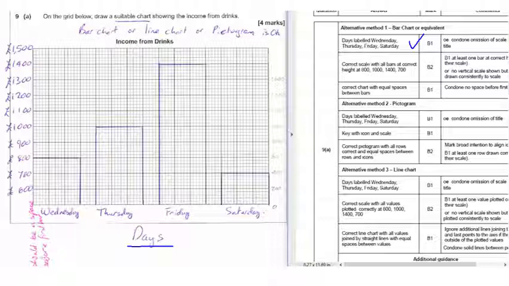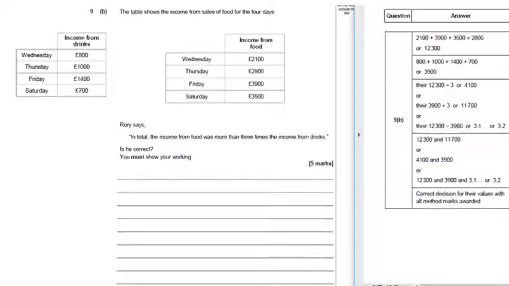If you've drawn this and you want me to see if it's good enough, what I'm seeing here is I'm missing a word along this side: income from drinks. You should have some word up here, income. I always put the pound signs on. I don't like it when people put pound signs in headings. Okay, that's that one.